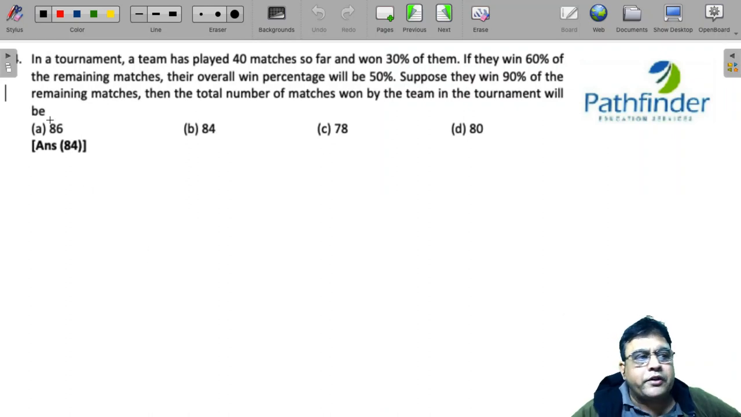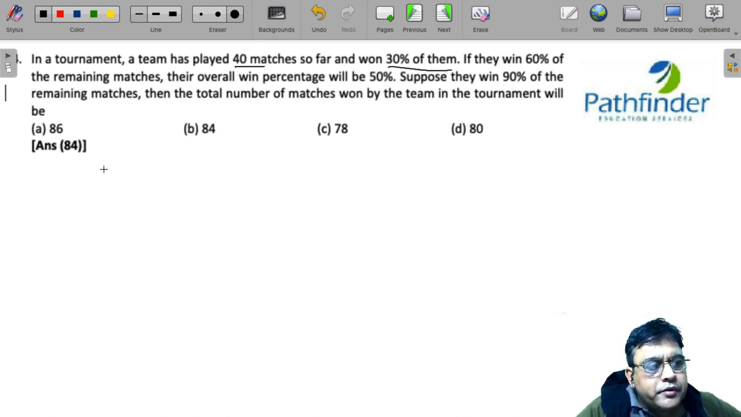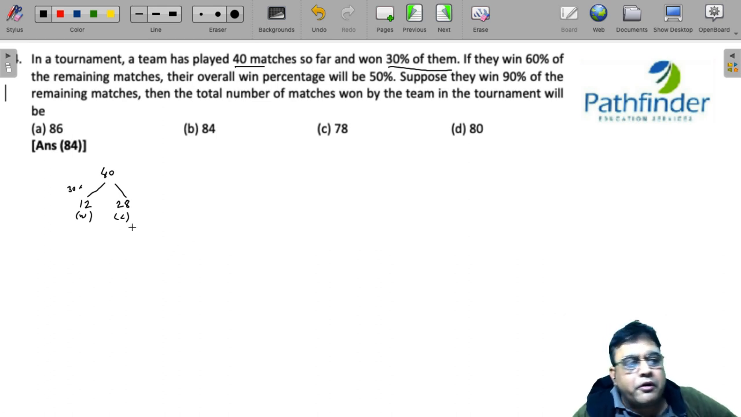CAT 21, slot 3, quantitative aptitude, question number 14. In a tournament, a team has played 40 matches so far and won 30% of them. So 40 matches played and won 30%, that means it has won 12 and lost or drawn 28. We don't know whether they have lost or drawn.